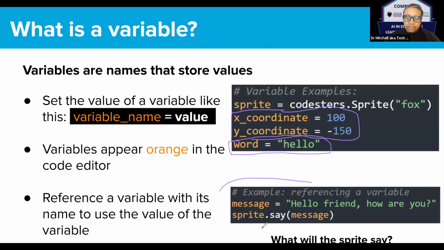Now, this is an example at the bottom to reference, which we'll talk a little bit more about how we're calling it. So message equals hello friend, how are you? Sprite dot say message. With us calling it, what will this sprite say? Well, it put message in here, so it's going to say, hello, friend, how are you? And that's the magic of using variables, where you can store it and you can call it when necessary within your programming.